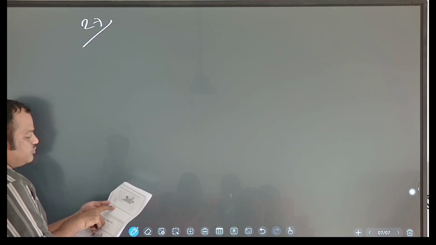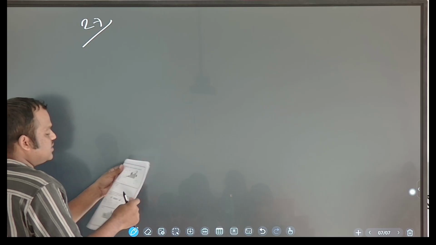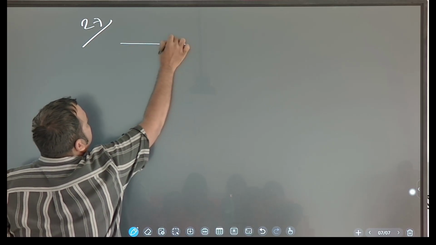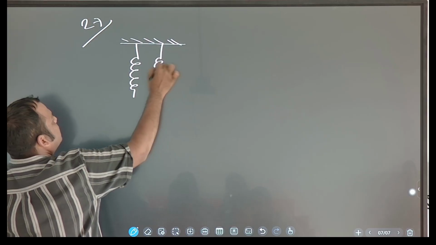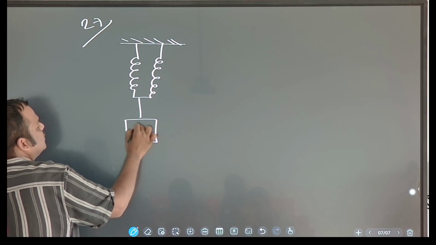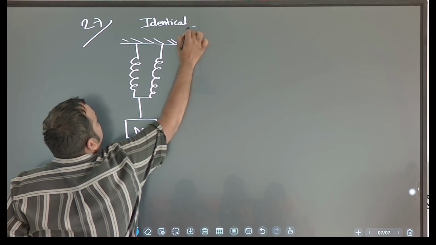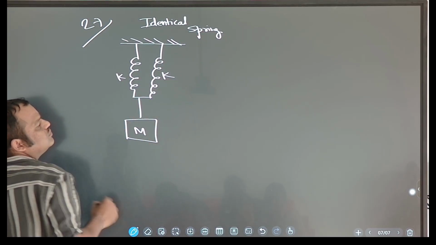Block of mass 4 kg suspended through two light springs. Balance A and B in parallel. So this also I will teach, but it is not that difficult. See, parallel springs are like this. They are identical springs. Identical springs means the spring constant is the same.